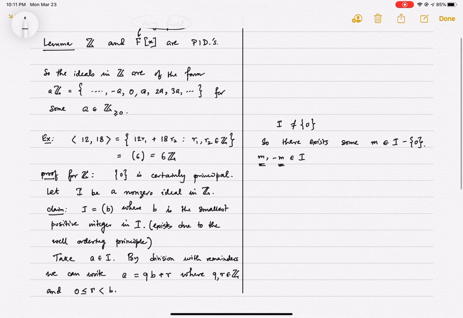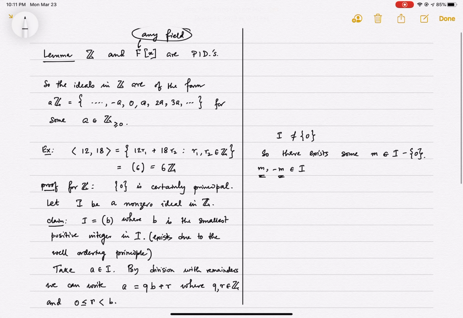But now notice, here is the crux. Note that this R is A minus an integer times B. So it's A plus minus Q times B. And because A and B are both in the ideal, this combination is still in I. But R is strictly less than B, and B was the smallest positive integer in I. So what happens? R has to be 0.